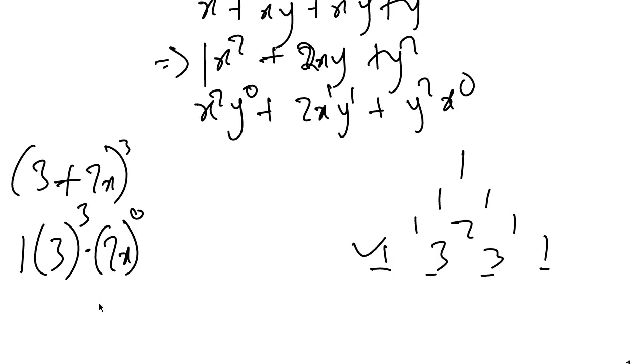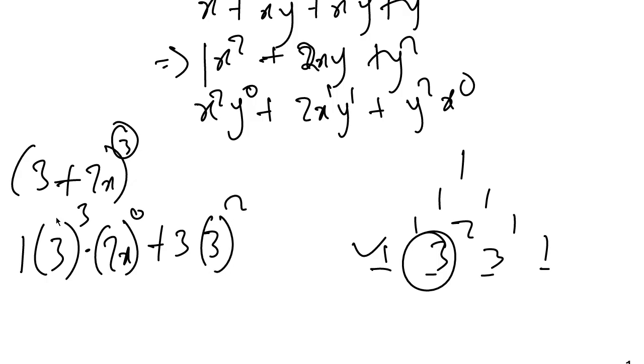So that's the same thing I'm doing here. That's why I'm doing 3 to the power of this highest power right here, and then (2x) to the power 0, because this is the starting point, then plus 3, which is the next term in this triangle, multiplied by 3 to the power what? You can see that the power of 3 is gradually decreasing.